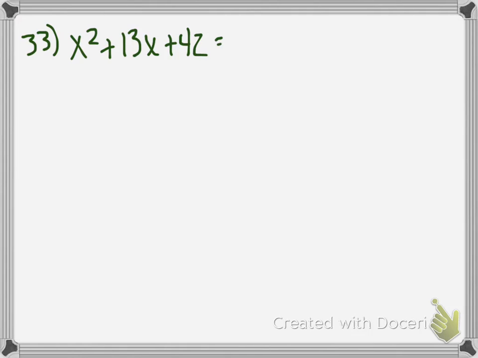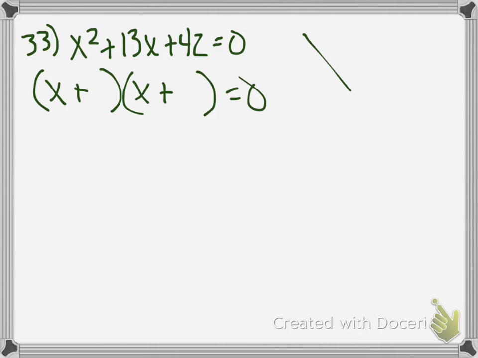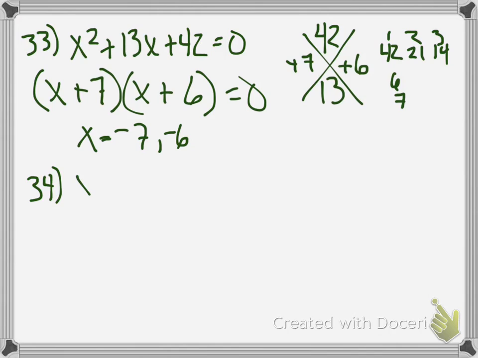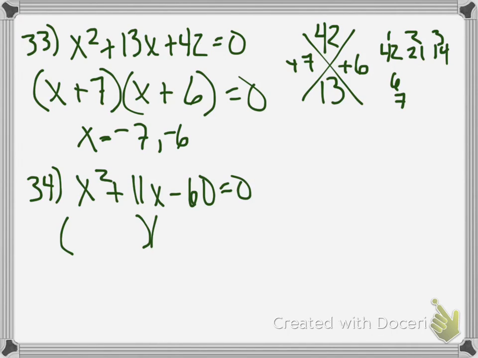Solving by factoring. Again, I'm looking for two numbers that multiply to 42 and add up to 13. Just keep in mind that whatever answer you get in the parentheses will be the opposite for the final answer. So here I get 7 and 6, so it's going to be negative 7 and negative 6. Most of the completing the square and factoring ones do not have a number in front of the x squared, so keep that in mind.